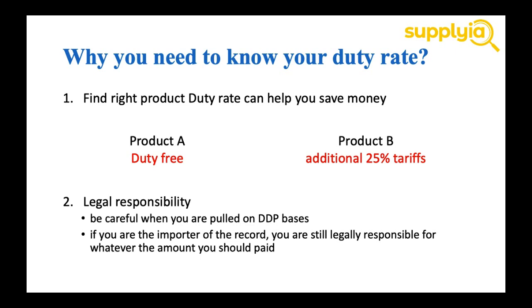The second reason is related to the legal side of things. Since you are the importer of record, you are legally responsible for paying the correct duty amount. Here, I would like to remind you to be extremely careful when the supplier quotes you on a DDP basis. They may purposely declare a lower commercial invoice value to avoid some of the duty. If you are the importer of record, you are still legally responsible for whatever amount you should pay, and if customs finds out and audits you, you could get a fine. If you just start your business, remember these 2 are very important reasons for you to understand why you need to know your duty rate.